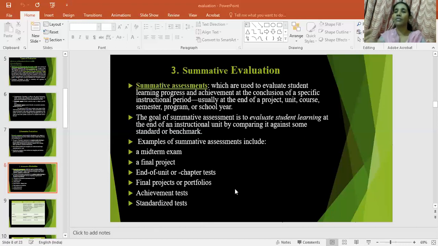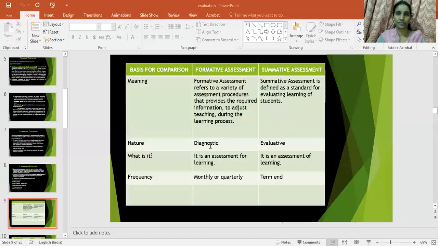Formative evaluation means that the process will continue up to the end. It will start with the teaching and it will end with the final exam. That is the formative evaluation. And summative evaluation depends on the teacher. She can take it at a midterm in the middle of the year, or quarterly, monthly. It depends on the teacher how they are going to conduct the exams. So that is what the summative evaluation is.